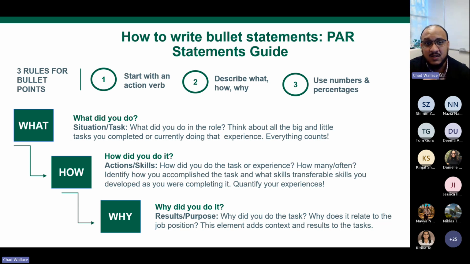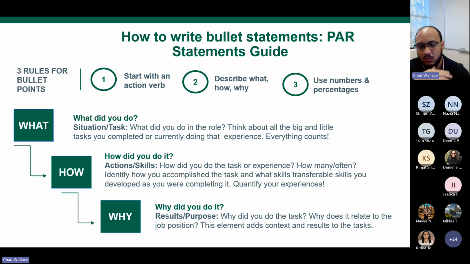One way that you can effectively develop your bullet statements, and oftentimes when we work with our students this is where we want to really encourage them to strengthen, is utilizing the PAR method, which stands for project, action, result. Essentially, you'll be answering 3 questions when you are developing those bullet statements.